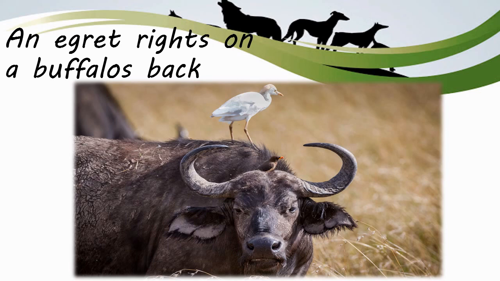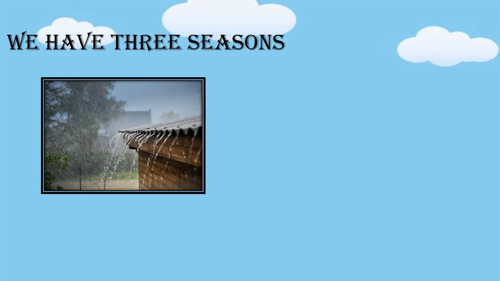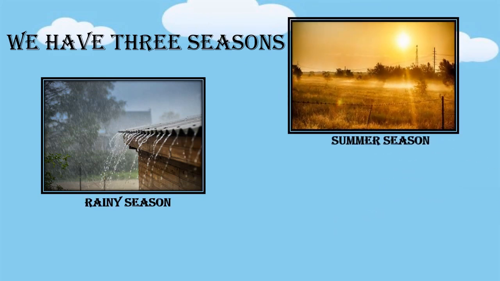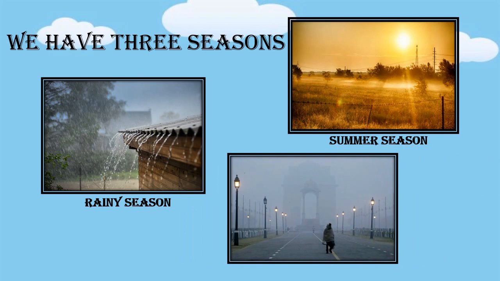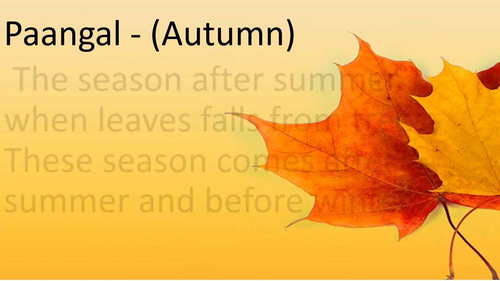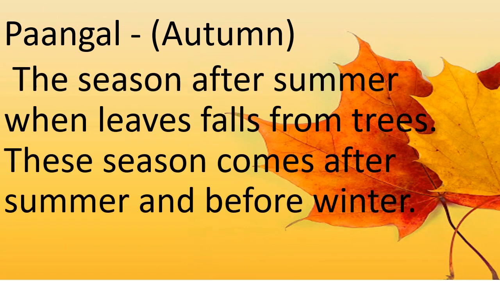We have three seasons. Children, what are the three seasons? Rainy season, summer season, and winter season. But children, always remember, in 4th standard, we are going to study a new term. Let's see what is that new term. Autumn. The season after summer, when leaves fall from trees. This season comes after summer and before winter.